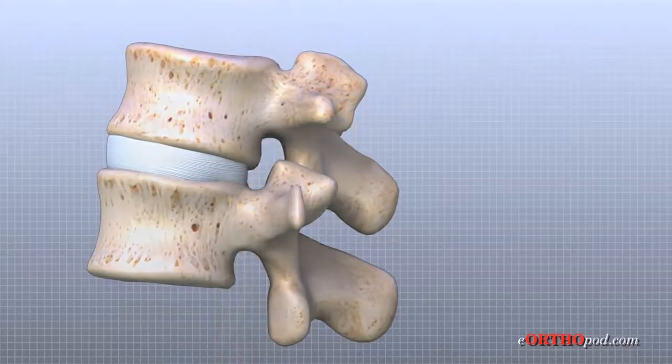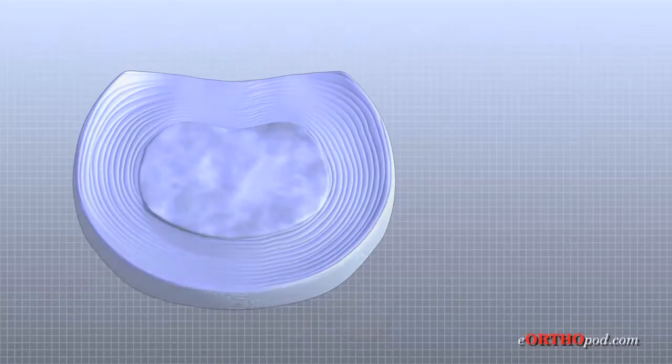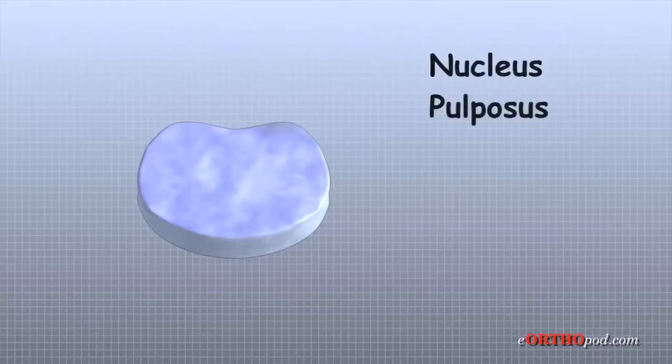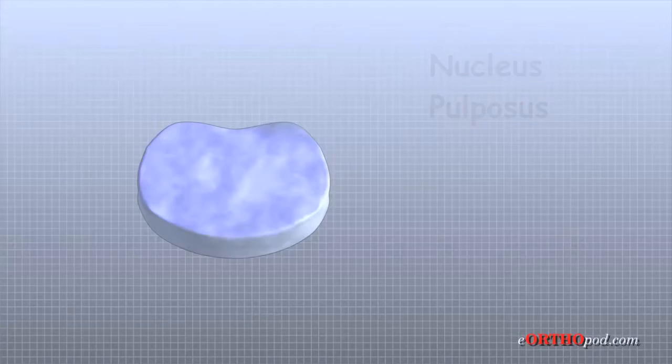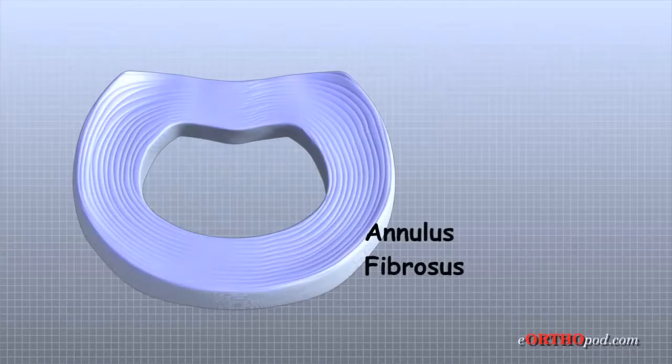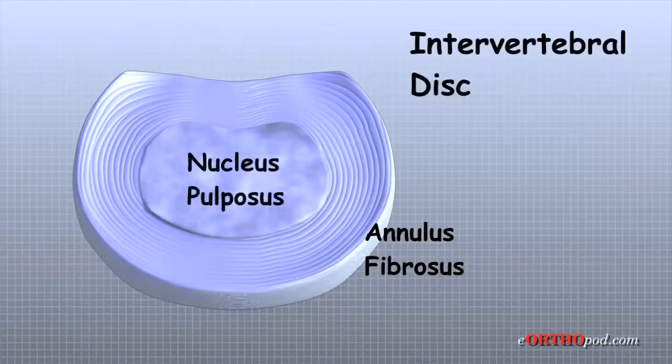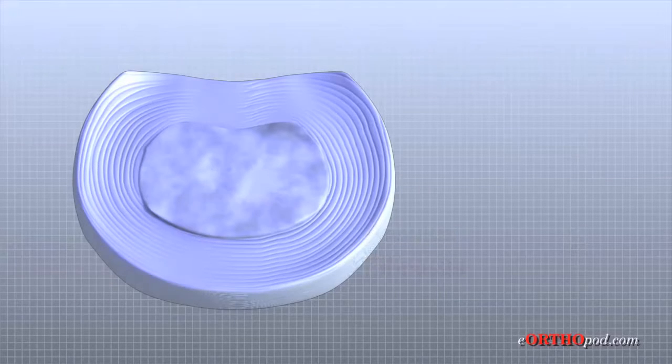An intervertebral disc is made up of 2 parts. The center, called the nucleus pulposus, is spongy and acts like a shock absorber to cushion the force between each vertebra. The nucleus is surrounded by a series of strong ligamentous rings called the annulus fibrosus. Ligaments are made of strong connective tissue and connect one bone to another. The annulus fibrosus is actually a special ligament that connects 2 vertebrae together.